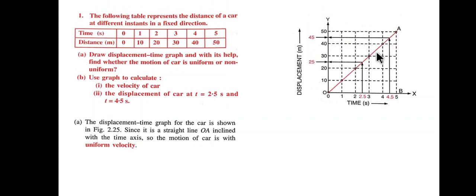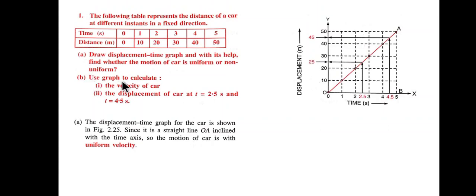So when these points are plotted on the graph paper and connected, a straight line, which is represented by a red line out here, is formed. So this is the displacement time graph. This is the graph which is required here, and the data given in the table helps us find the graph represented by the red line. So now part A is done, drawing the graph.